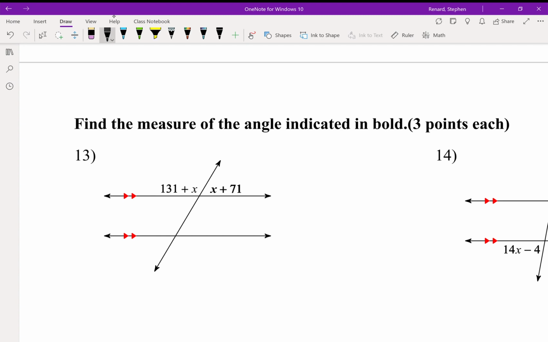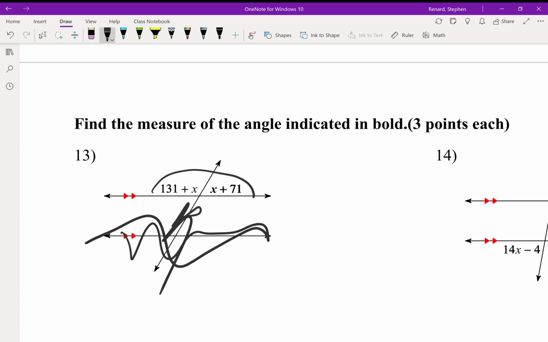So here, these two, and frankly we don't even really care about any of this, because those two are just a linear pair. And linear pairs are adjacent supplementary. Since we know they're supplementary, we know that they add up to 180.